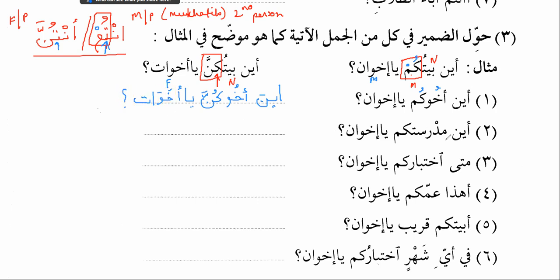So in this case, aina mudarrisatukum ya ikhwan. So you will say aina mudarrisatukum. Okay? Mudarrisatukum you will say as mudarrisatukunna. Now here there is a ta, that means this is feminine teacher. Kunna. Now ya ikhwan will be changed to ya akhawat as before.